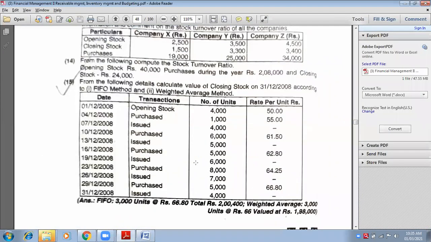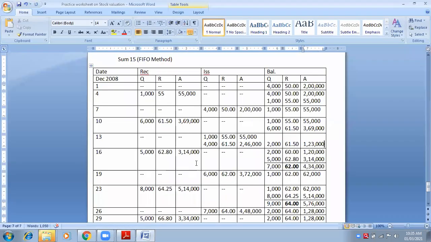Now next date. 16th: purchase 5,000 units at the rate 62.80. So the answer will be 3,14,000. Come on, write down quickly. 16th date, 5,000 units at the rate 62.80, and the amount will be 3,14,000.